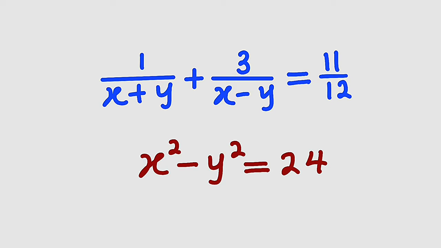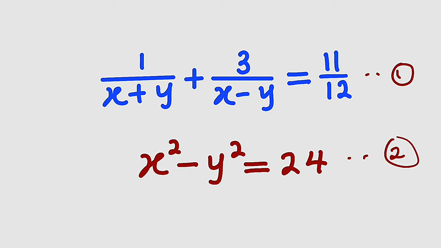We have two equations here. The first one is 1 divided by (x plus y) plus 3 divided by (x minus y) equal to 11 divided by 12. And the second equation is x squared minus y squared equal to 24. And we are only looking for the real values of x and y that can satisfy these two equations. All right, let me tag this as equation 1 and tag this as equation 2.